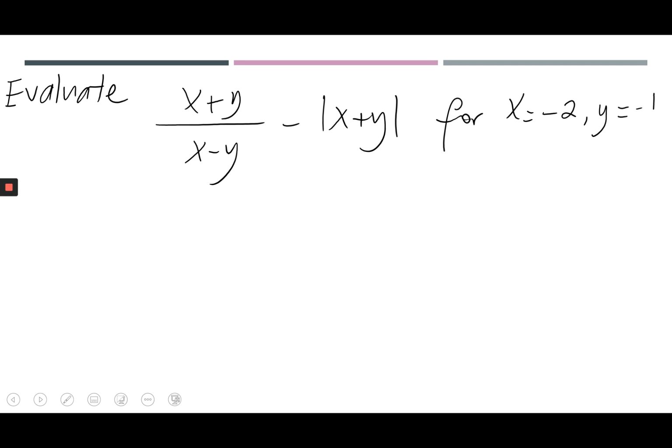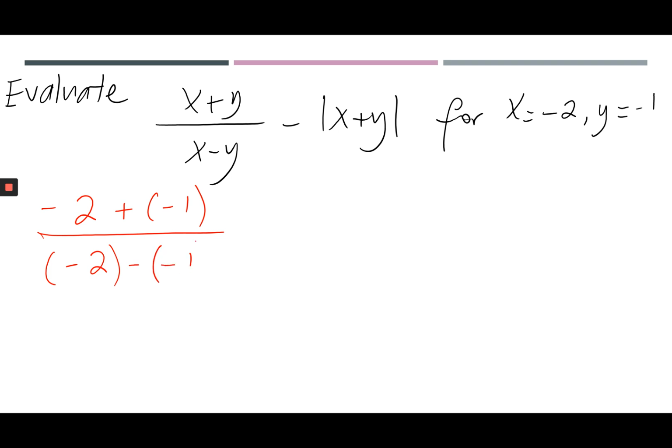x plus y over x minus y. So x is -2, y is -1, divided by x is -2 minus y is -1, minus absolute value x is -2 plus y is -1. Close the absolute value. All right.